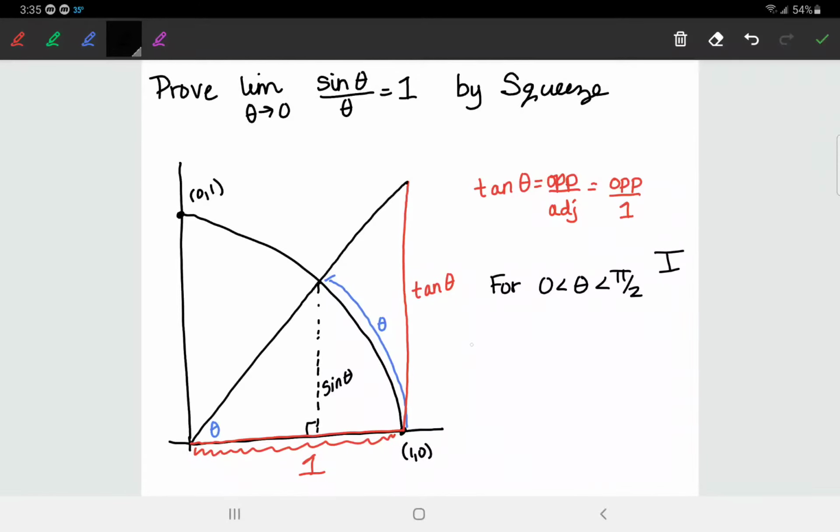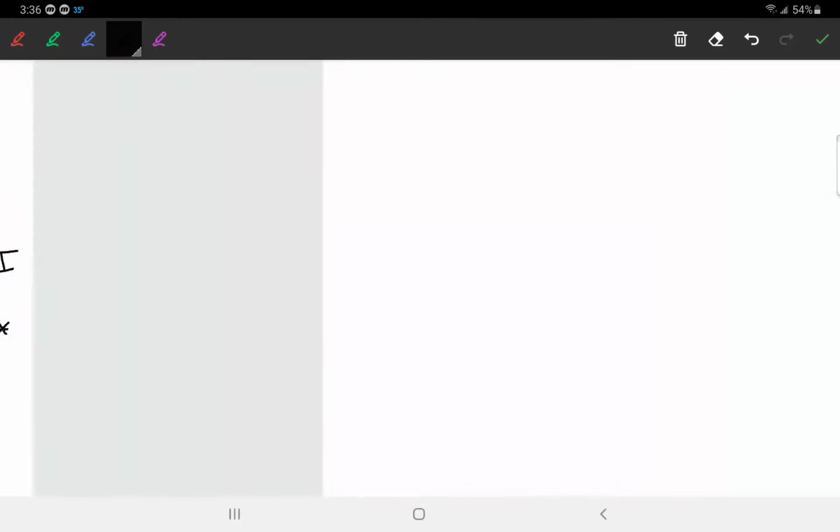We have then that the sine of theta must be less than the length of that arc, theta, and that must be less than the tangent of theta. So this is the inequality that we're going to manipulate and use for the squeeze theorem. Let me just rewrite this: the sine of theta is less than theta, which is less than the tangent of theta.